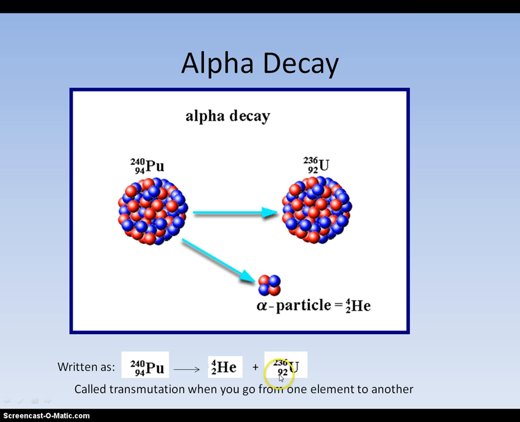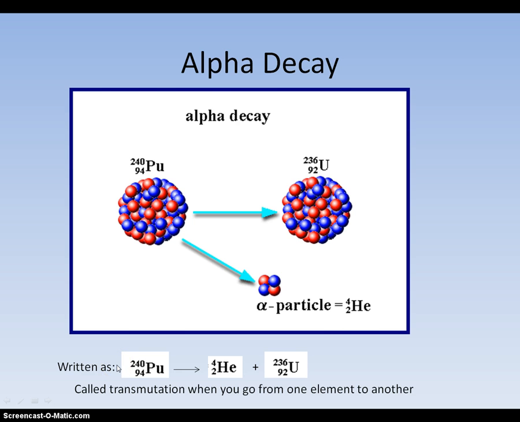So what would remain would be an element that has 92 protons, which is uranium. Remember that the proton number, the Z number, determines what element you are. Now up top, we've lost a total mass or number of nucleons of 4, so 2 neutrons, 2 protons. So the remaining mass in the nucleus would be 236. So notice that these numbers are equivalent on either side.